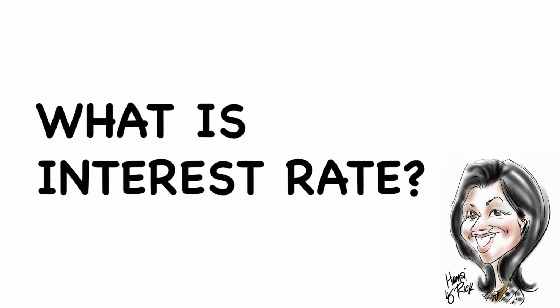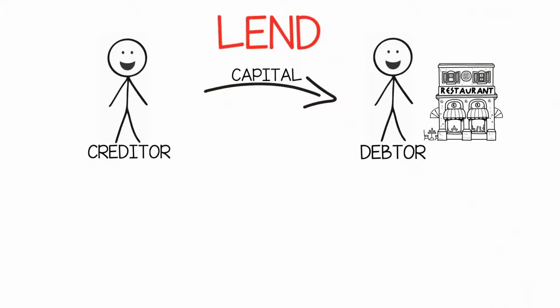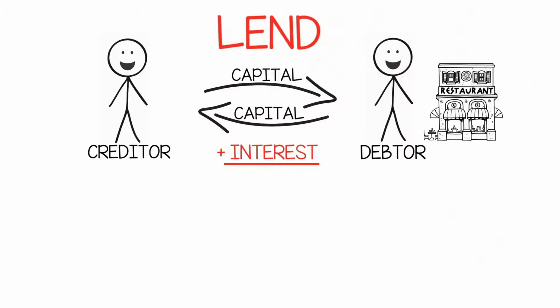What is interest rate? You decided to lend your money to your brother. It's like lending out your house. You can't live in it at the same time, so you decide to charge rent on it. Same thing with your money. You can't use it, so you decide to charge rent on it. That is called interest. And how much you charge is the interest rate.